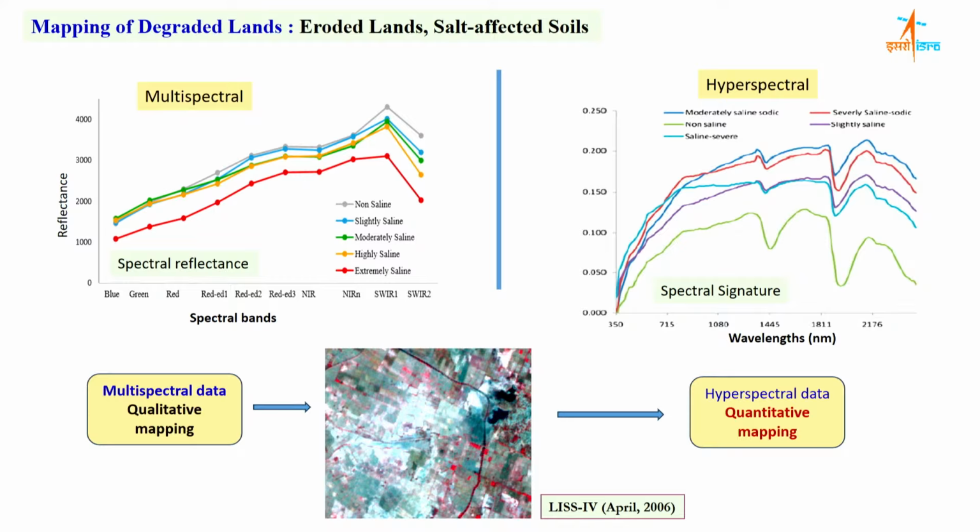For degraded lands or salt affected soils, I want to show you how we can use hyperspectral remote sensing data. If you see the multispectral, suppose Landsat data, in the different bands you are getting the reflectance characteristics like that. But in hyperspectral satellite data, you are getting the spectral signature, a much better characterization of the reflectance. So it is used mainly for quantitative mapping.